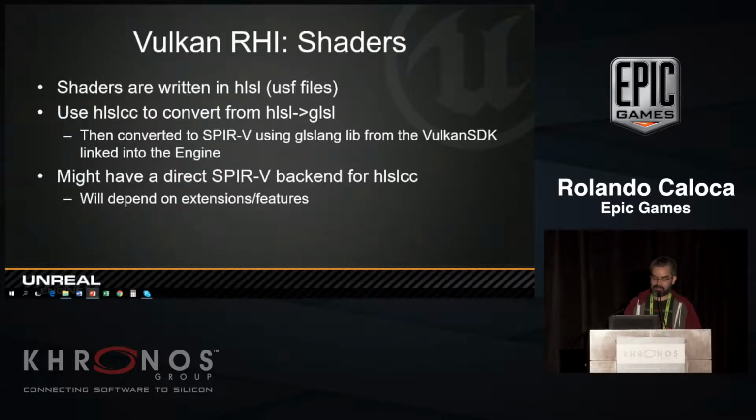Side note of how we do shaders. Shaders are written in HLSL. They are called USF files. We have a cross-compiler in the engine that we've been using for a while. That's how we generate Metal and GLSL. It's based off the Mesa IR. And then we convert to SPIRV using the GLSLang lib from the SDK. We just link with it. We might end up having a direct SPIRV backend for the cross-compiler, but it depends how extensions and all that come along.